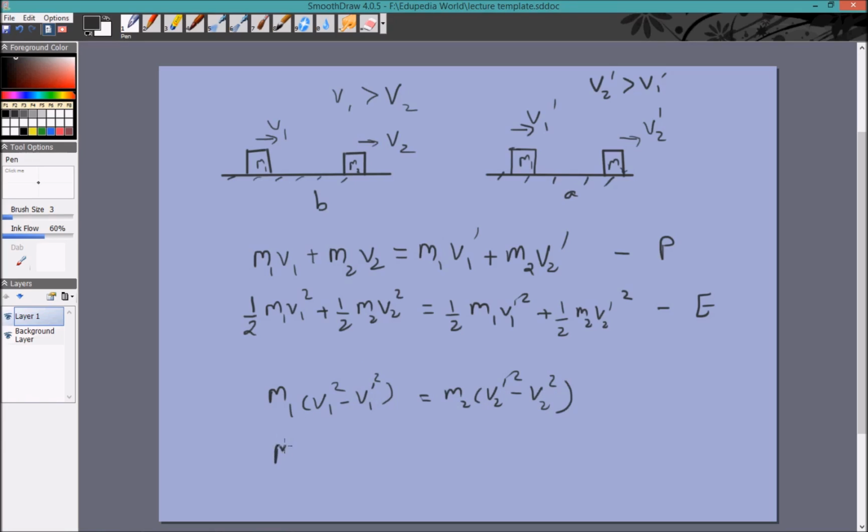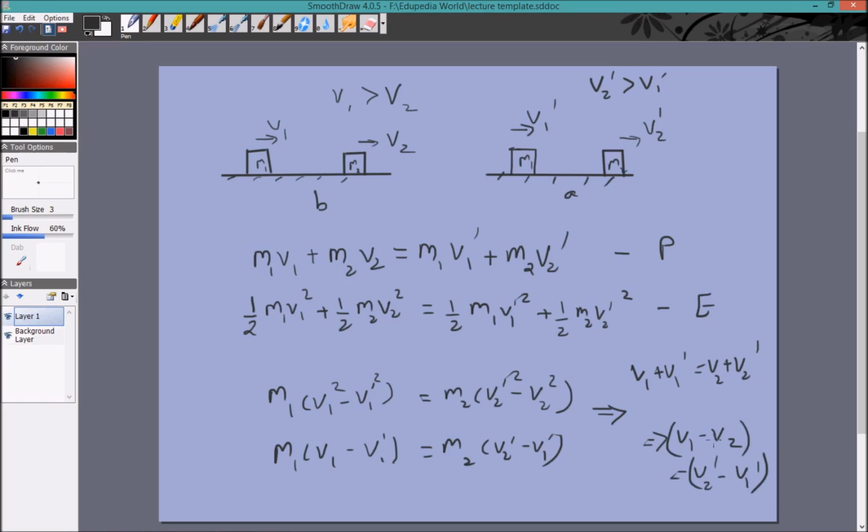The first equation can be written as m1 times (v1 minus v1 dash) is equal to m2 times (v2 dash minus v2), right? And what this gives me is, if we divide these two, we'll get v1 plus v1 dash is equal to v2 plus v2 dash, right? Or we can also write it as v1 minus v2 is equal to v2 dash minus v1 dash. Right? This is the result which we've derived.